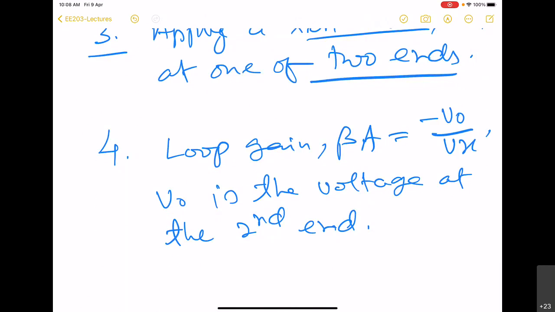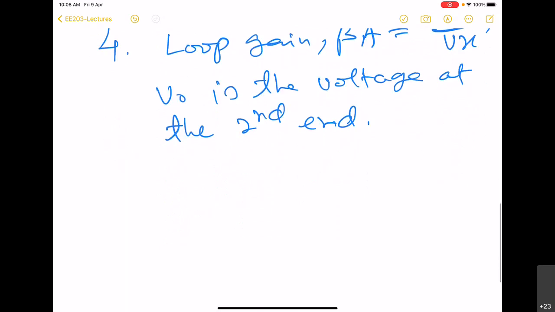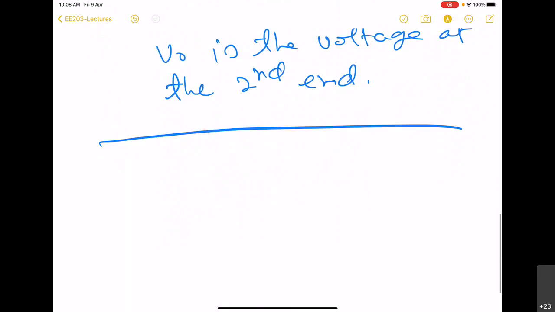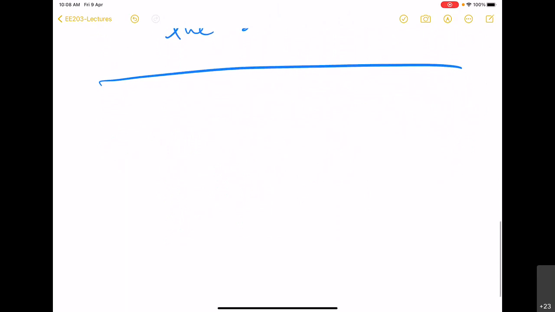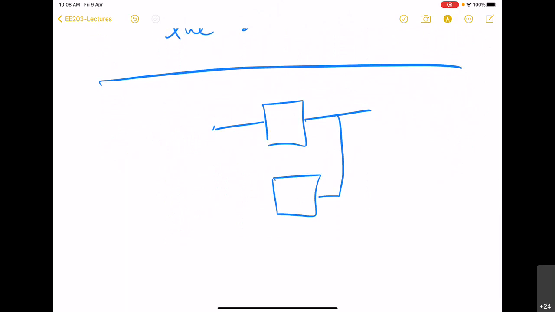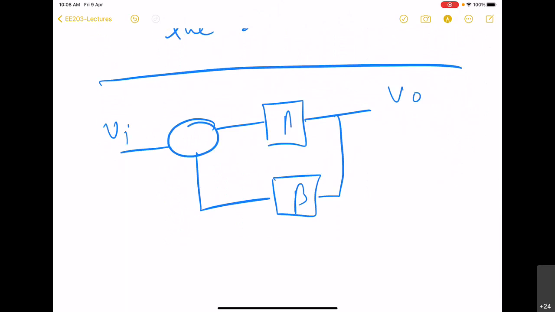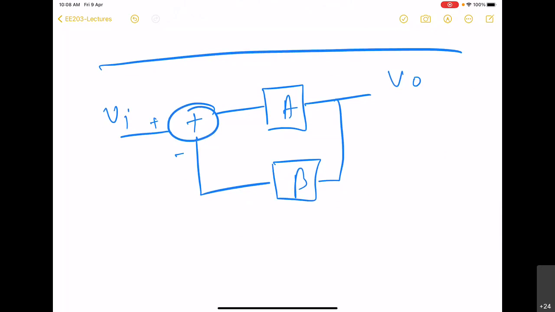So now let us take these steps and try to find out the loop gain of a negative feedback loop. We know that we have this model for a negative feedback loop system. Here we see that there are three locations where the loop can be broken. It can be broken here, or here, or here.